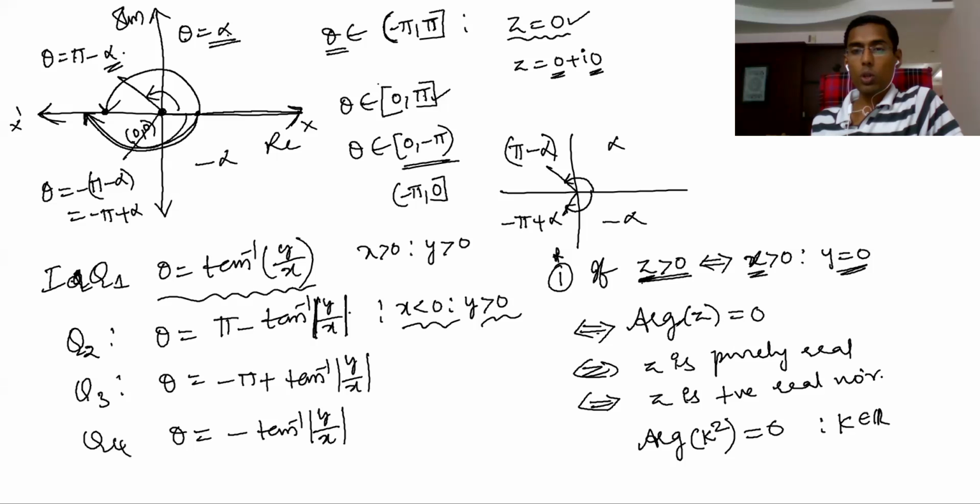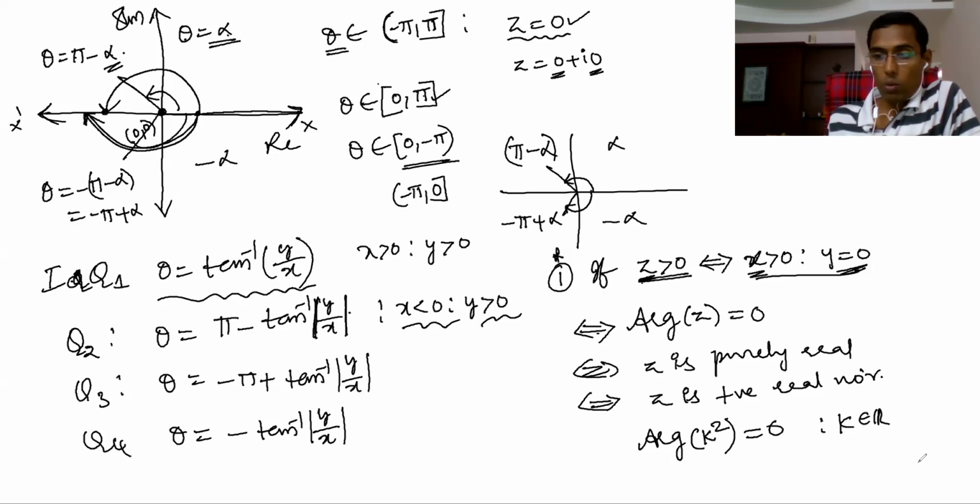Argument of z is 0 implies and is implied by z is a positive real number. Or you can write that z is purely real, or imaginary part is 0. This implies and is implied by imaginary part is 0, also you can say. Okay, that's the one, number one.